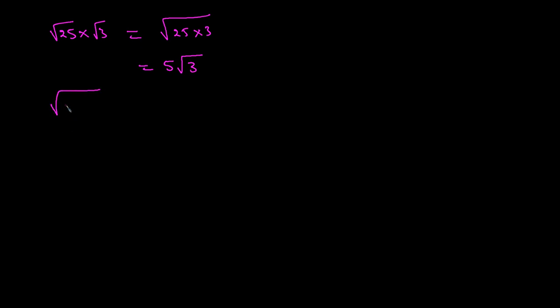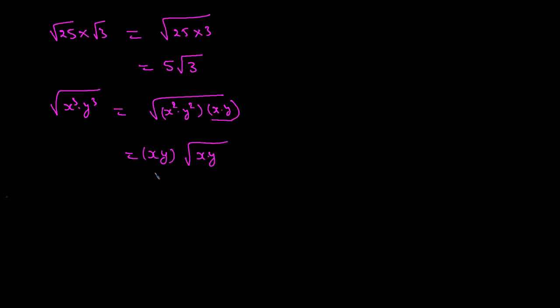And if we have, let's say, square root of x cubed y cubed, which can be written as x squared y squared into x into y. And the square root of x squared into y squared is basically xy. And inside we are left with the square root of xy. Make sense?